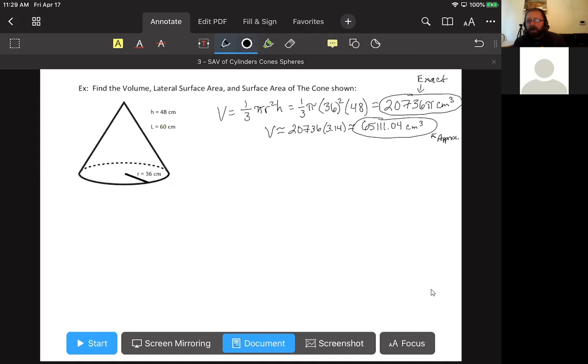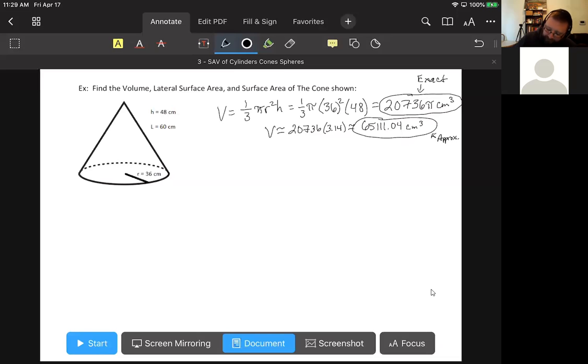Again, I will ask for both. That volume equation applies to all cones. Yes, all cones. Again, cylinders have their own equations, cones have their own equations, and spheres are their whole singular animal. They're completely unique. Okay?